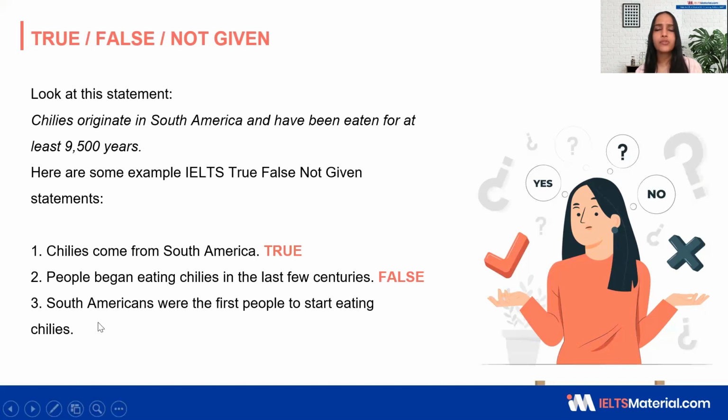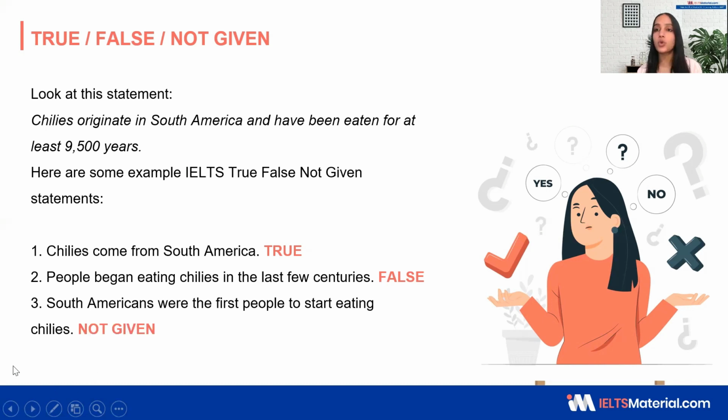Now, see, do we have any information on whether the South Americans were the first people to eat chilies? Maybe you might say that chilies originate in South America and probably they were the first to eat. But don't apply your guesswork. There's no information given in the passage statement. Hence, this answer is going to be not given.